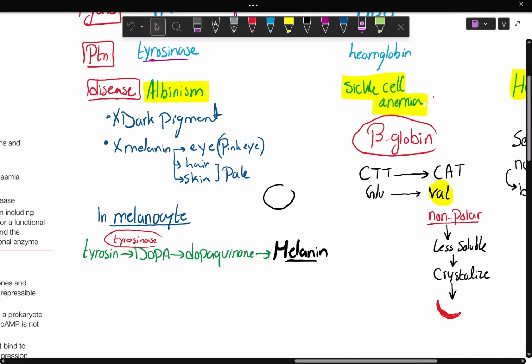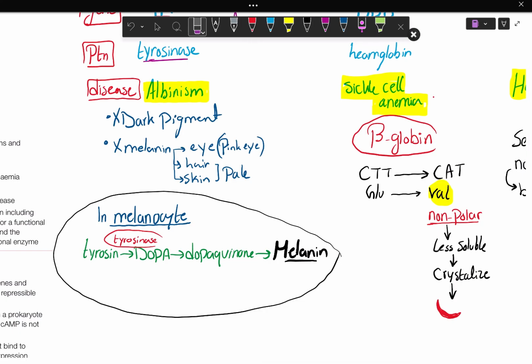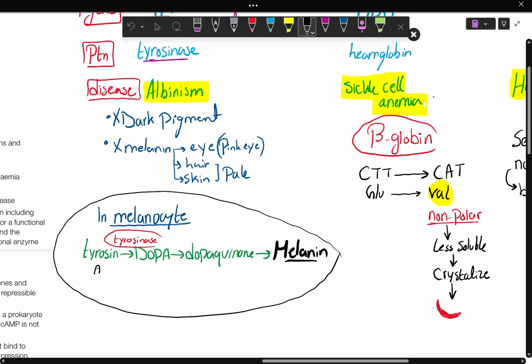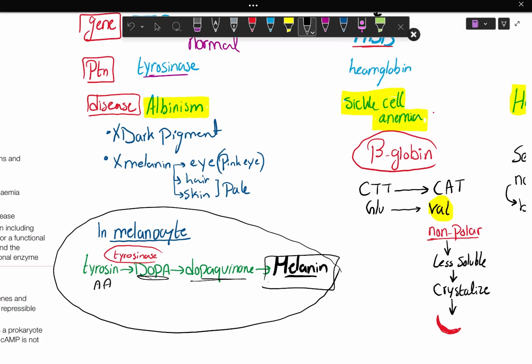So normally, in the melanocytes, this reaction happens. So we're picturing this in a cell. There is something called tyrosine. This is an amino acid. Using the tyrosinase enzyme that's coded by this gene, this tyrosine is transformed into DOPA and then into dopaquinone, and then it will give us melanin. And as I said, this is the melanin that gives us our pigment. So we should know the normal chain reaction that happens.